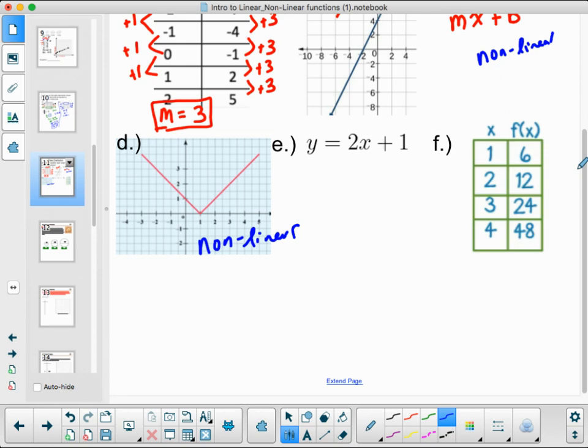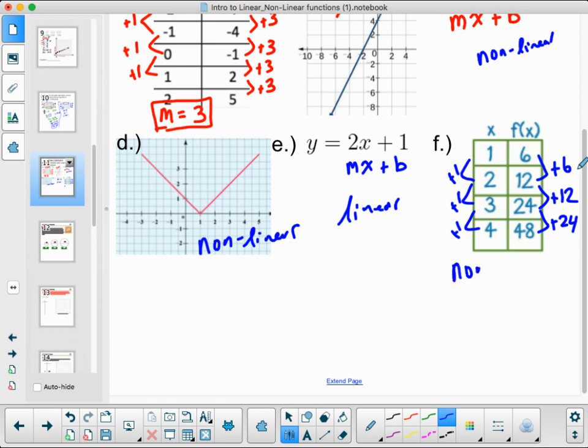Letter E, 2x plus 1, that's for sure in mx plus b format. With the m rate of change being 2 and the b being 1. So yep, this one's linear. And then letter F, as I look at that, my independent variables are going up by 1. This is an increase of 1, this is an increase of 1, increase of 1. My dependent variables, however, are going up by 6, and then going up by 12, and then going up by 24. So it has a pattern to it, just not a linear pattern. This is a nonlinear function.